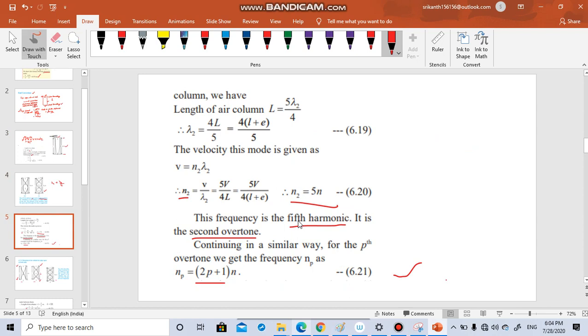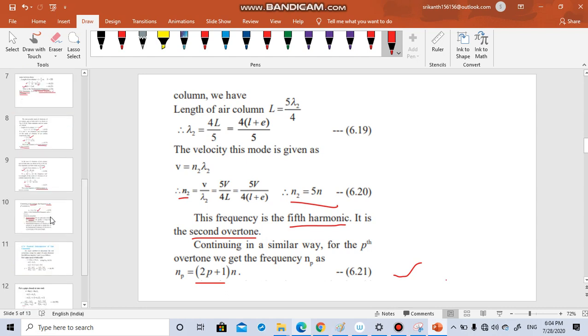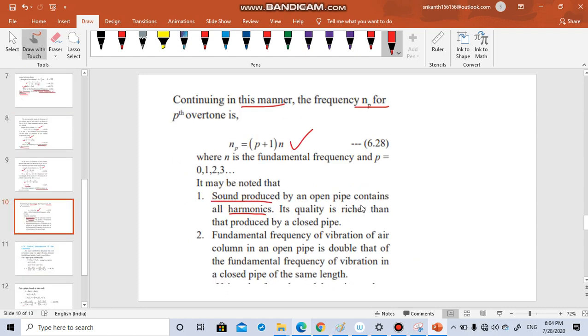See, directly you went up to fifth harmonic. What about second harmonic, third harmonic? There was nothing, right? So that was the second overtone. The first overtone would have been 3. We have not calculated that. So third harmonic is there, fifth harmonic is there. In between, 2 and 4 is missing. But in the case of both ends open, we are getting all harmonics. That is what he is saying.